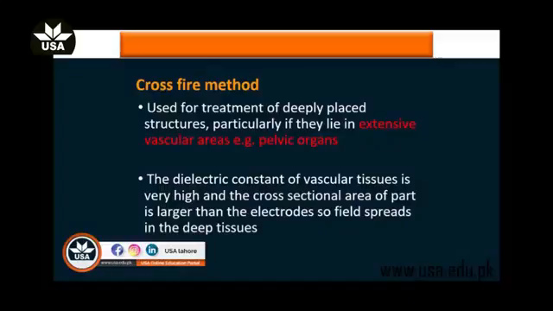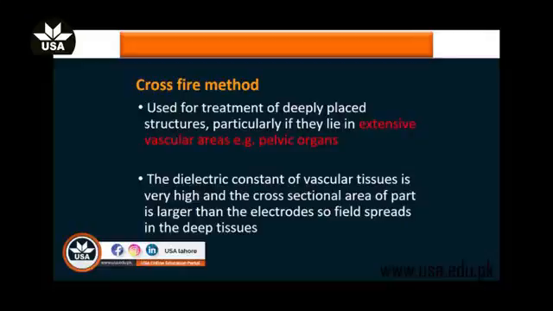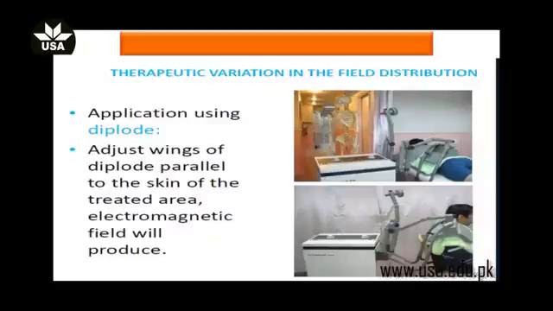The crossfire method is also used for the treatment of deeply placed structures, particularly if they lie in extensive vascular areas like the pelvic organs. The dielectric constant of vascular tissues is very high and the cross-sectional area of the part is actually larger than the electrodes, so the field spread in these tissues is much wider. Here you can see the application using the diplode electrodes, where the adjacent wings of the diplode are parallel to the skin of the treated area and the electromagnetic field will be produced in this area.